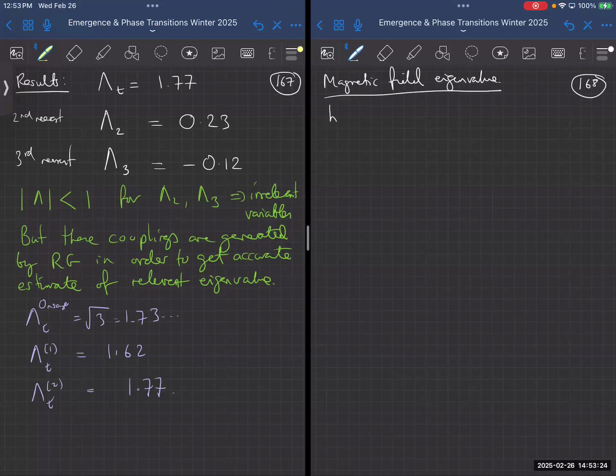So we're now going to set H to be non-zero, and then we want to compute lambda H. And the way I'm going to do this is using a trick. But you can do this precisely as well.